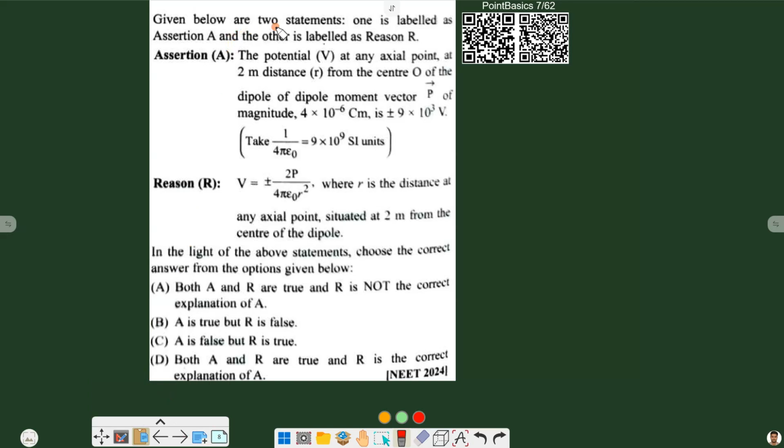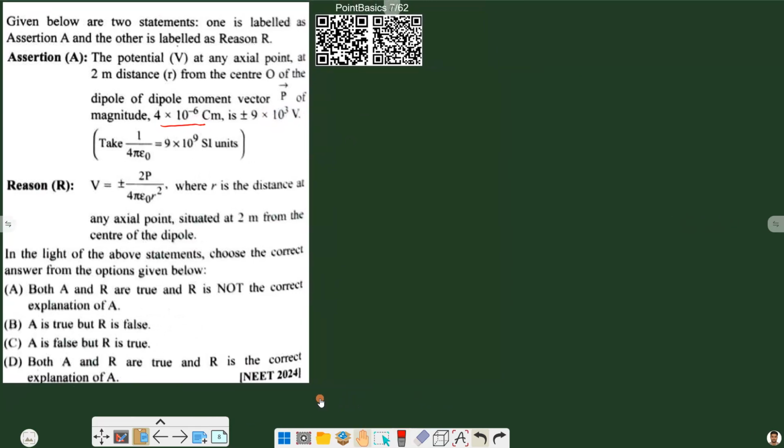Given below are two statements, one is labeled as assertion and the other is labeled as reason. Potential V at any axial point at 2 meter distance from the center of a dipole P of magnitude this is given by plus minus 9 into 10 raised to power 3 volt. So for a dipole, potential is given by this formula.